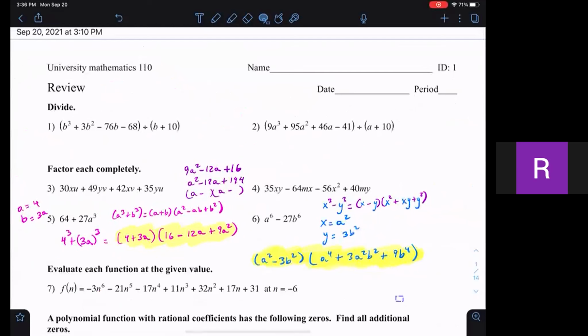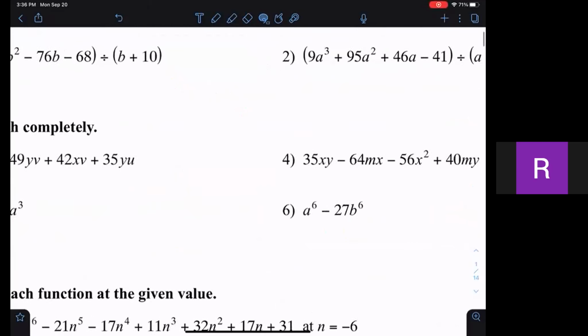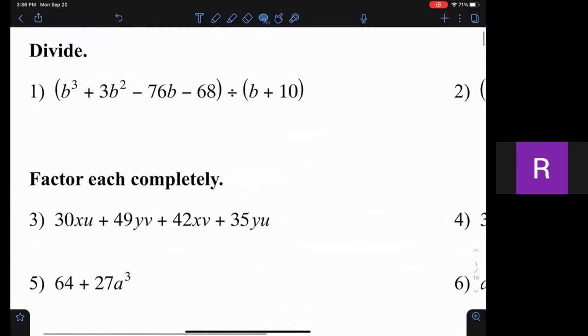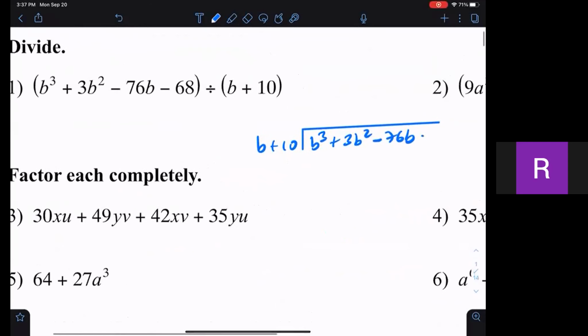Okay, guys, I'm gonna record this last video. So here they want you to divide, so you can use long division, right? So this is b plus 10, and then we have to put the values here. That's gonna be b cubed plus 3b squared minus 76b minus 68.